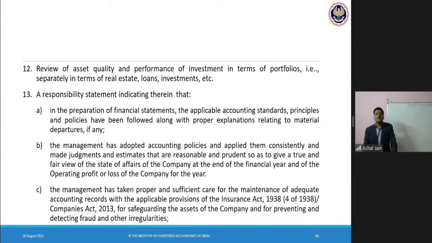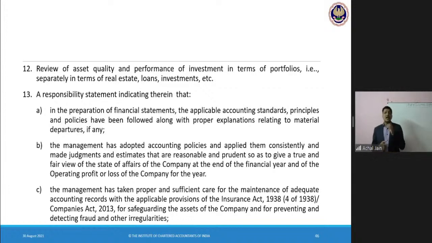Second, management has adopted accounting policies in line with accounting standards and those are applied consistently. Management has made judgments, estimates have been made which are reasonable and prudent, so that the financial statements are giving true and fair view. Something which is again required to be done by the management. Then management has taken proper and sufficient care for maintenance of adequate accounting records with applicable provisions of Insurance Act, Companies Act. Why? For safeguarding the assets of the company and for preventing and detecting frauds and other irregularities. Now again, this is something which is a responsibility of the management.